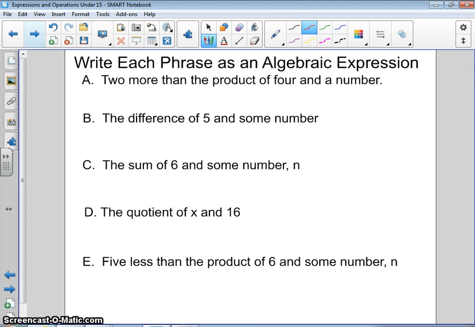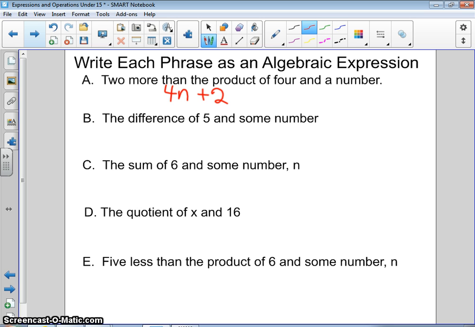The first thing that we're going to look at is how you convert words into numerical expressions. So you'll have two problems like from among these five on your SOL test. The first one says 2 more than the product of 4 and a number. Well, 2 more than means plus 2. And product of 4 and a number. Product means to multiply, so this answer would be 4n plus 2.